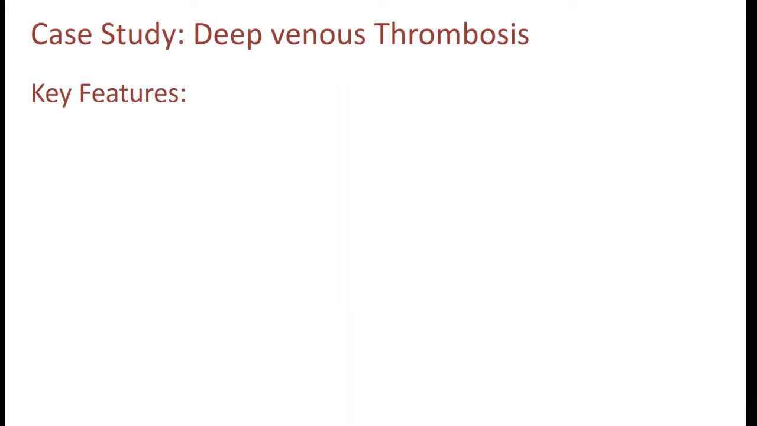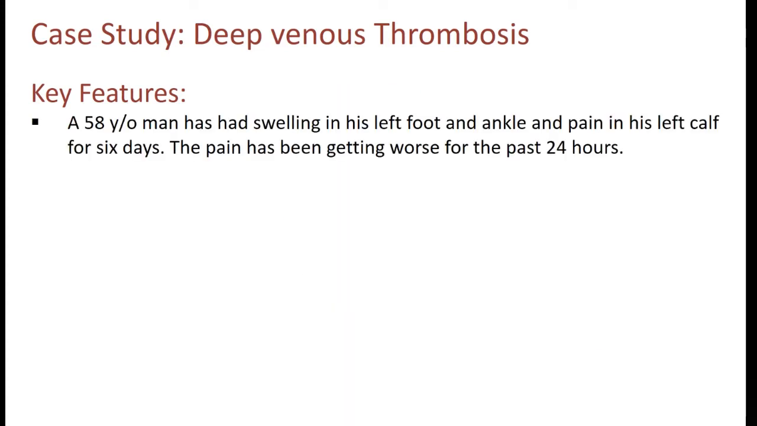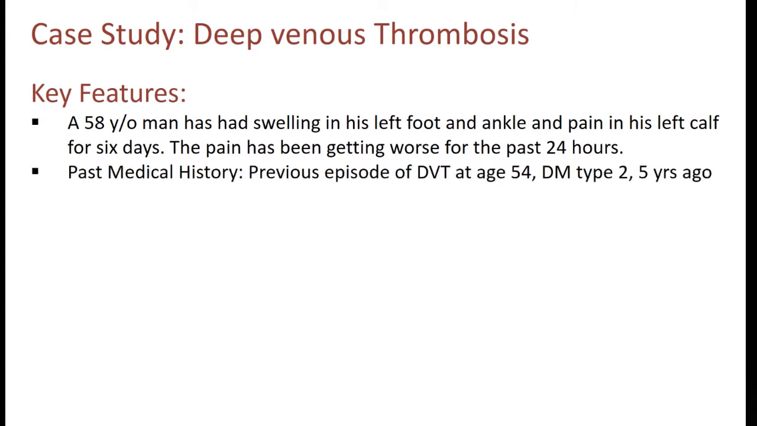Now let's see what we have for our deep venous thrombosis case study. We have a 58-year-old man who has had bad swelling in his left foot and ankle and pain in his left calf for 6 days. The pain has been getting worse for the past 24 hours. Past medical history: he had a previous episode of DVT at the age of 54, and he has had type 2 diabetes mellitus for 5 years now.